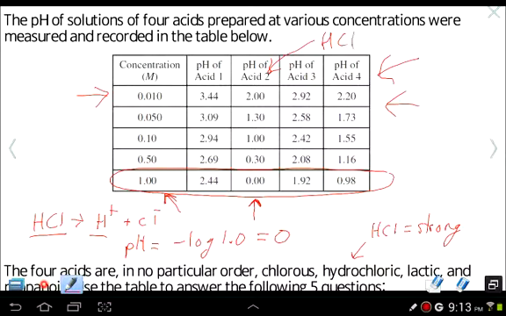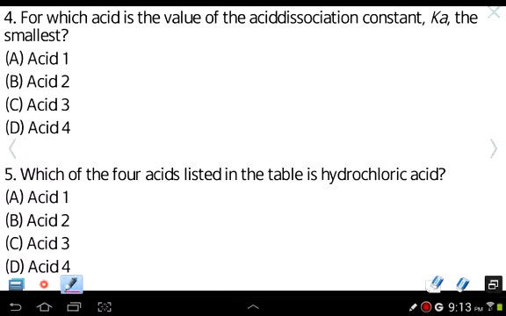And the rest of the acids we don't really know about. So let's take a look at some of the questions and see what they want from us. Question 4 says, for which acid is the value of the dissociation constant Ka the smallest? In effect, what we're asking is which acid is the weakest. Because if the Ka is a tiny number, if you have 1.5 times 10 to the negative 8 or something, this means the acid is very, very weak.